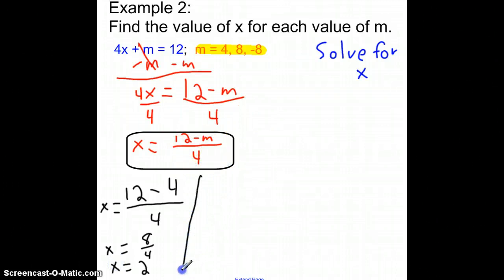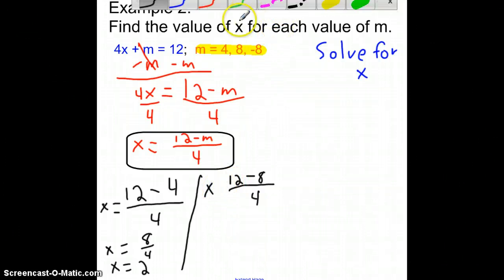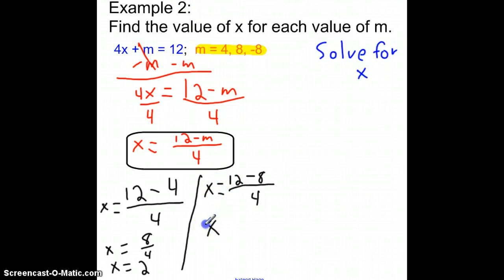Alright, we could do another one here, 8. So we plug it right in: x equals 12 minus 8 over 4. I was doing so good with my equal signs there, I'll go back and fix that in just a second. You can work that one out in your head while I fix up my equal sign. 12 minus 8 is 4, 4 over 4, and x should equal, you should all see this. Oh man, I jinxed myself. Alright, x equals 1 in that case.